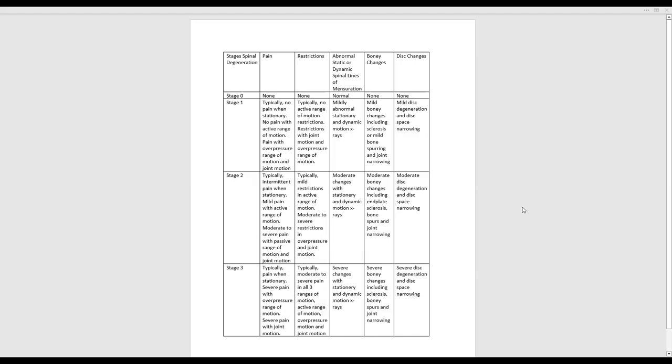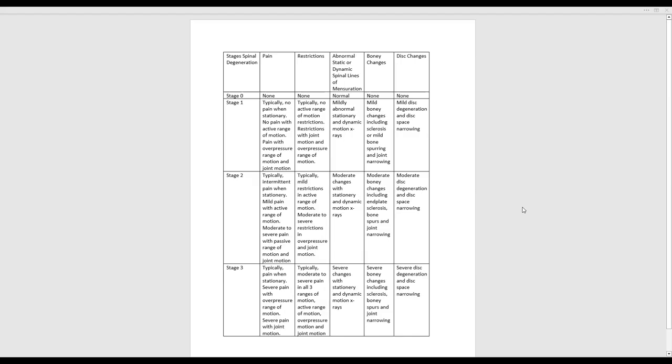And again, it's based on the different stages of spinal degeneration and what we would typically see with pain, restrictions, static dynamic motion, bony changes, or disc changes. It's a very good generalization. So you can see here, stage 0, none: no pain, no restrictions, abnormal static, no, normal bony changes, normal disc changes, none. And then let me just move forward into stage 2.